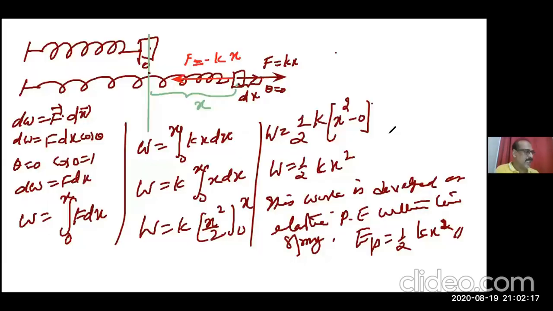Exerting an equivalent opposite force by an external agent, that is F is equal to plus Kx. The spring can be stretched through a small distance dx without acceleration.